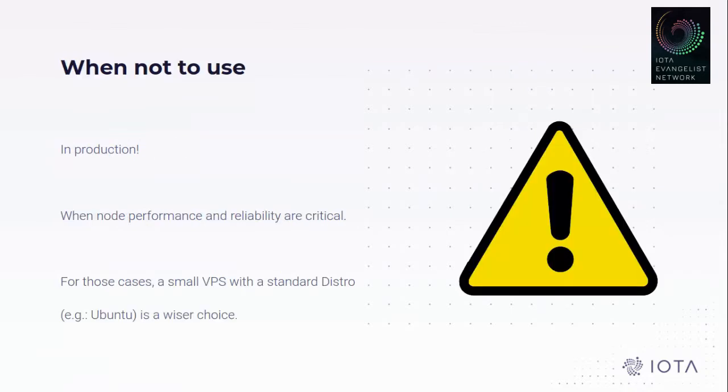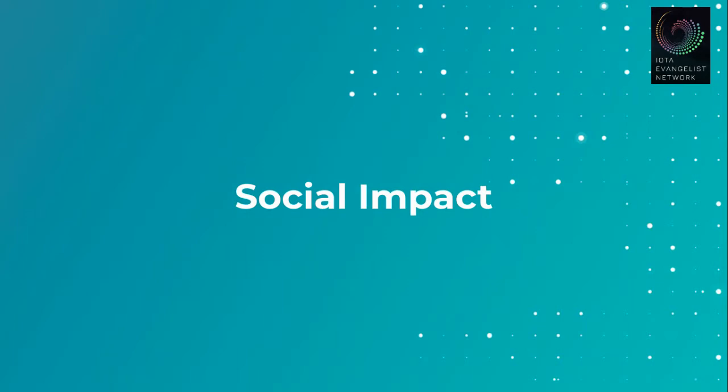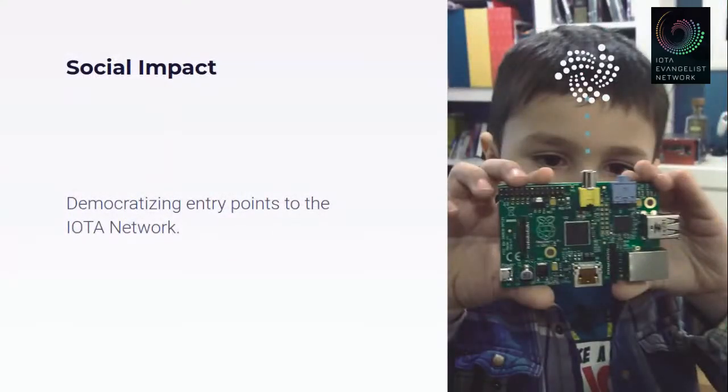So when not to use in production: if node performance and node reliability are critical for your use case, for your business scenario, for those cases, a small virtual private server with a standard distribution like Ubuntu is a much wiser choice. And finally, the social impact is the fact that we are democratizing entry points to the IOTA network with very cheap and affordable technology.